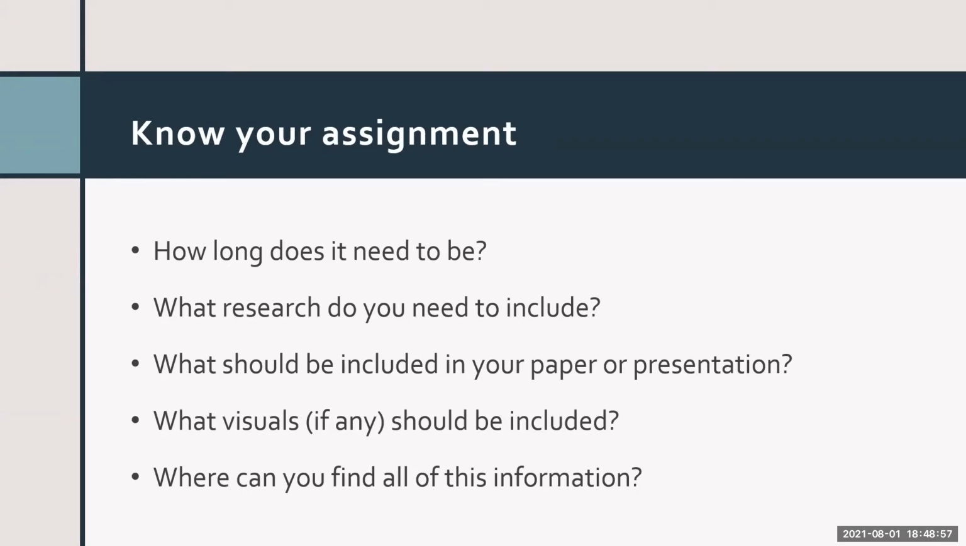Professors often provide this information in their syllabus or in a separate assignment sheet that you can find on your course management system, Blackboard.